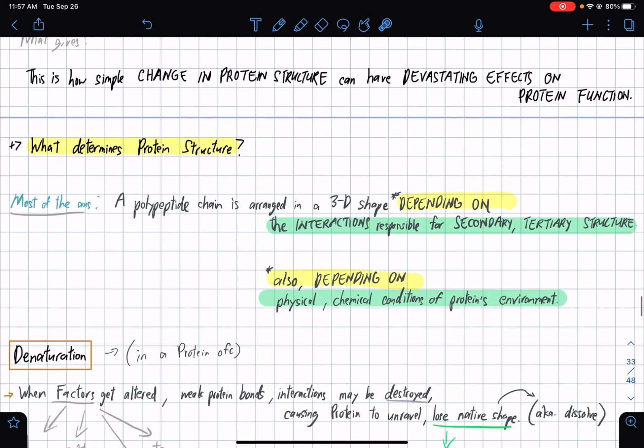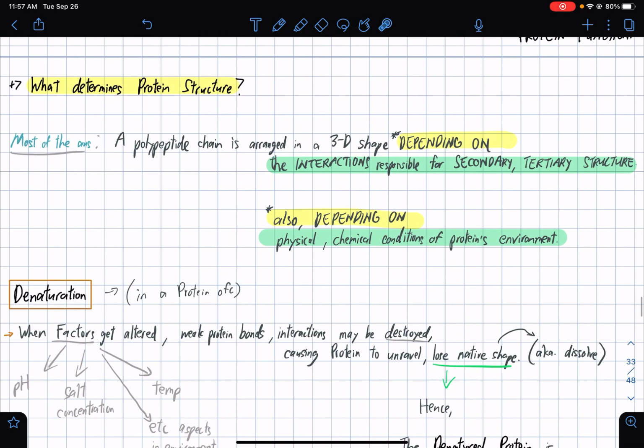So what determines protein structure? For the most part, a polypeptide chain is arranged in a 3D shape depending on the interactions responsible for the secondary and tertiary structure. This also depends on the physical and chemical conditions of the protein's environment.